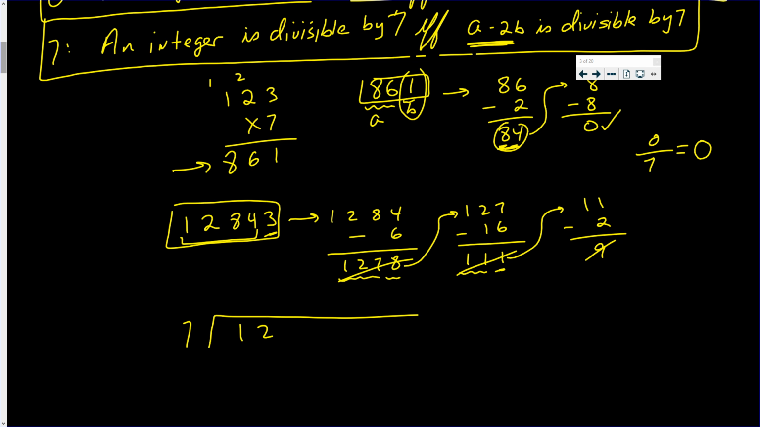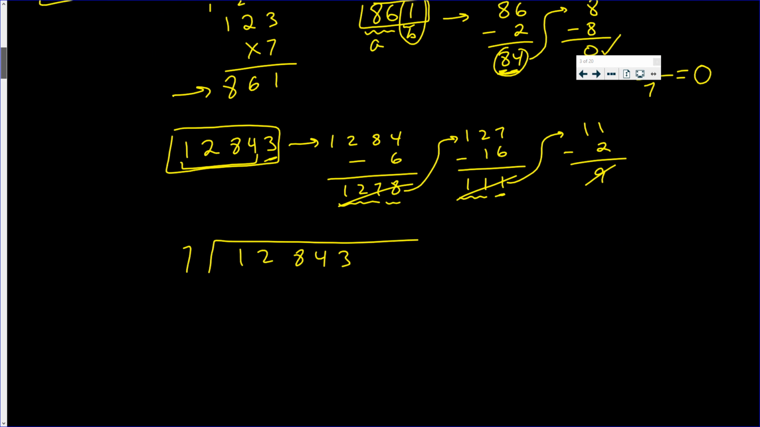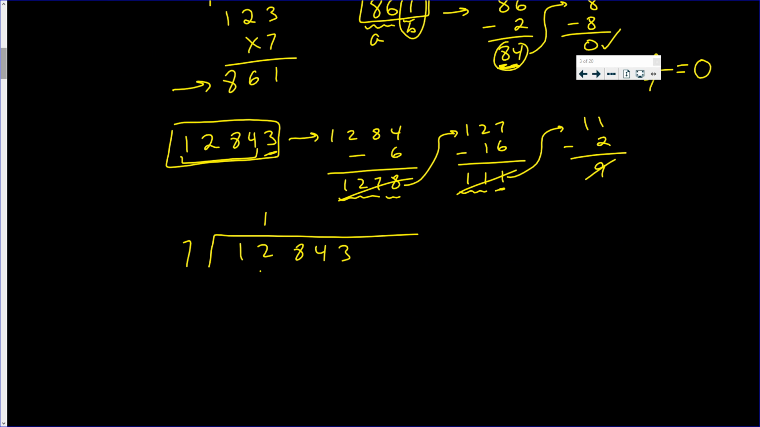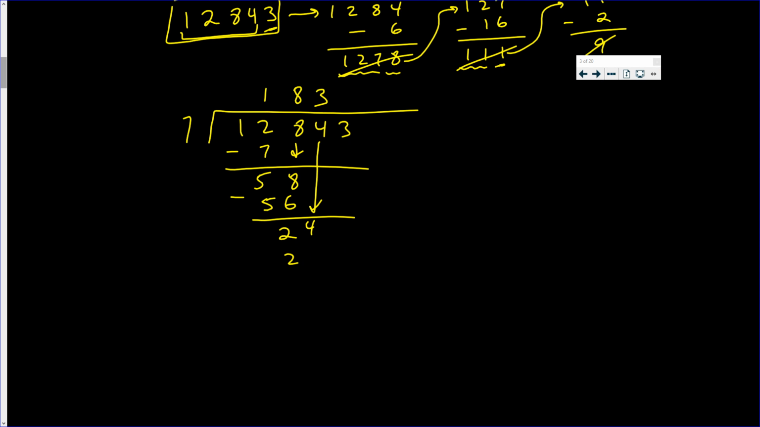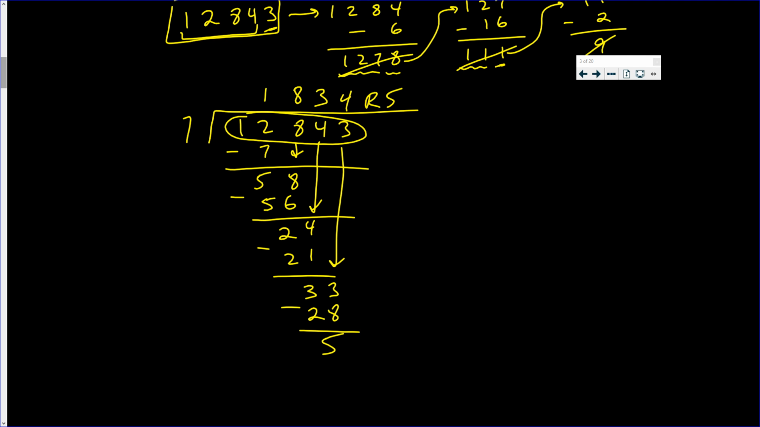If you want to verify that, do the long division. 7 goes into 12 one time, 5 left over. Bring down the 8. 7 times 8 is 56. You have 2 left over. Bring down the 4. 7 times 3 is 21. 3 left over. Bring down the 3. 7 doesn't go into 33. 7 times 4 is 28. You get a remainder of 5. That is, this number was not divisible by 7.